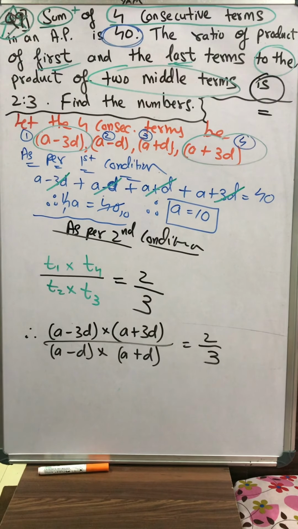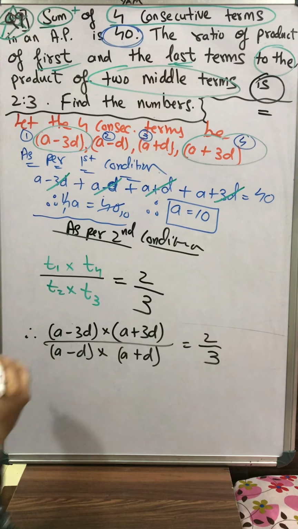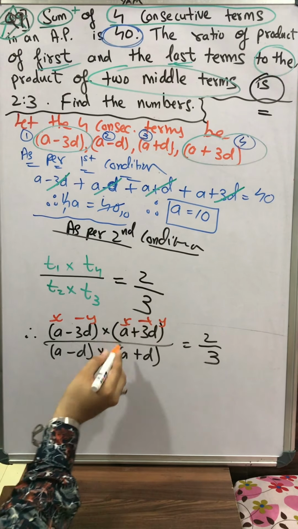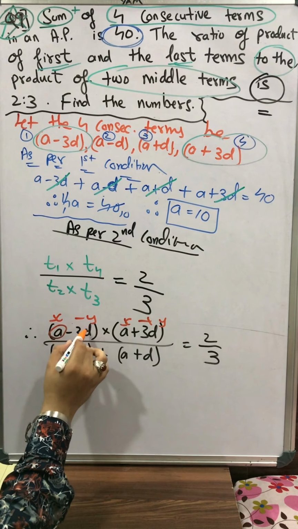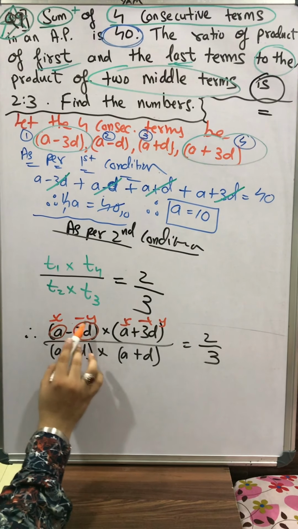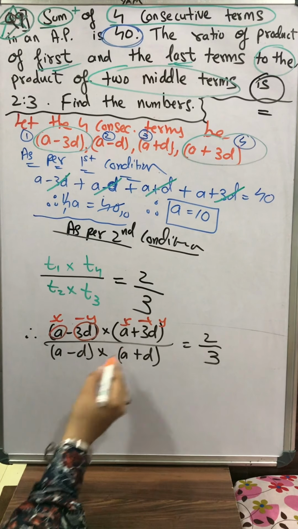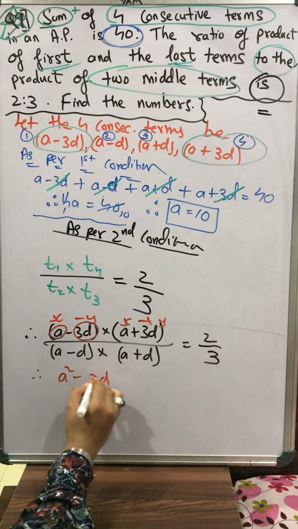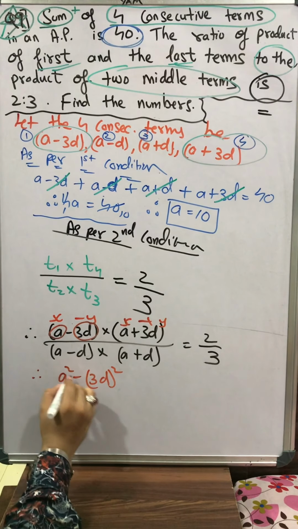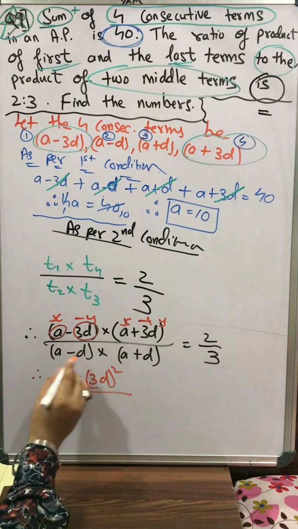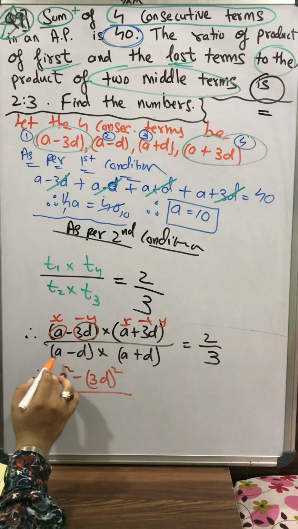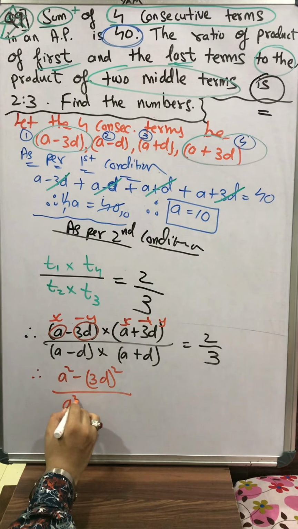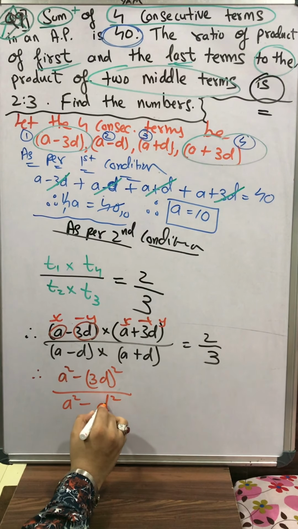Now once again students, can I say here, this is in the form of x minus y and x plus y. Your x is like a and your y is like 3d. So x minus y, x plus y, the formula is x square minus y square. So this will become a square minus (3d) square. Similarly, the denominator also has the same formula, x minus y, x plus y. Your x is like a and your y is like d. So a minus d, a plus d is like a square minus d square.